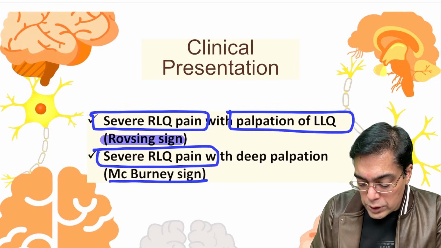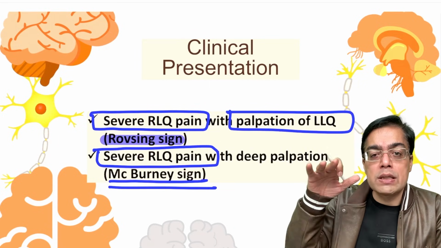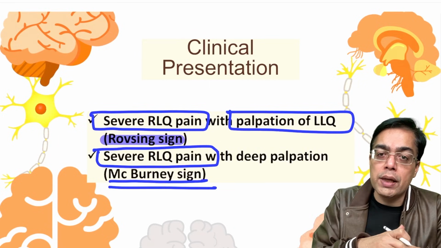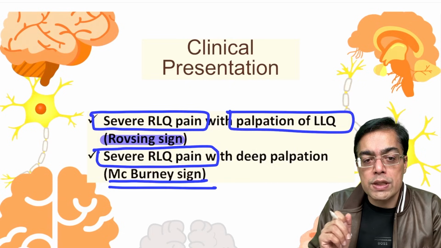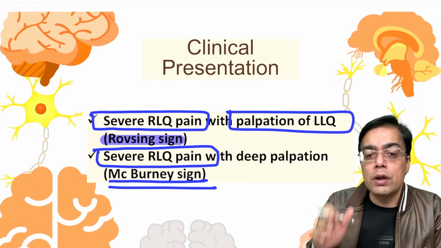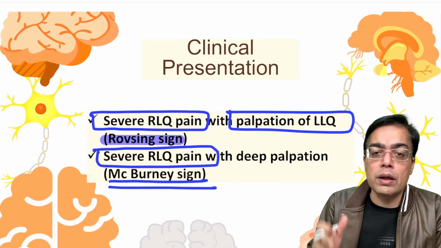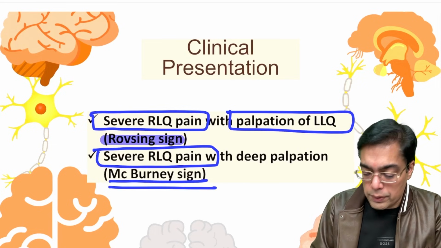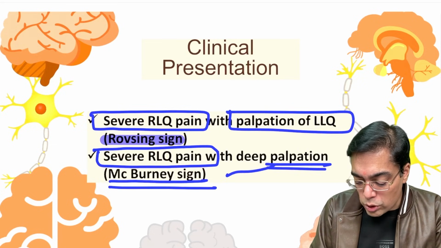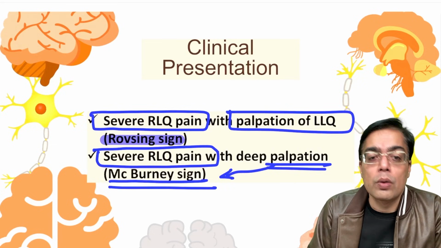This is what is being termed as the McBurney sign. So when you press the left lower quadrant and there is a pain experienced by the patient in the right lower quadrant, that is a Rovsing sign. And if I'm talking about the patient experiencing the pain in the right lower quadrant on deep palpation, this is what is going to be associated with the McBurney sign. Where do we have it?